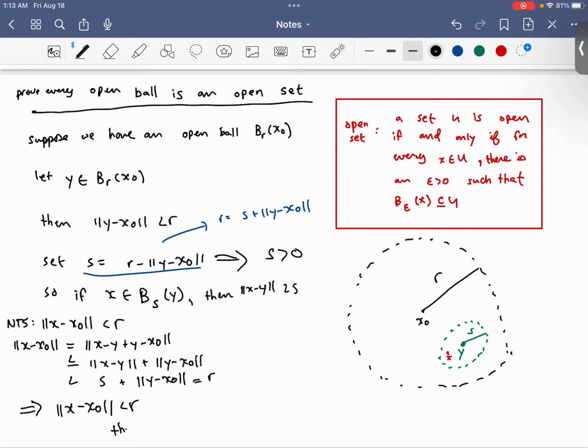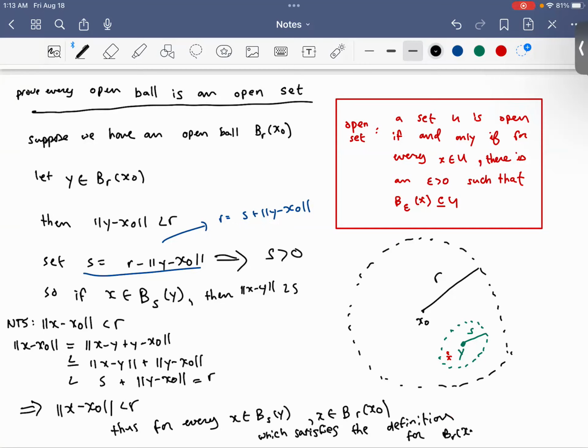So thus, for every arbitrary element x in that second open ball that we fixed, x is also guaranteed to be an element of our original open ball, which satisfies the definition for this open ball to be an open set.